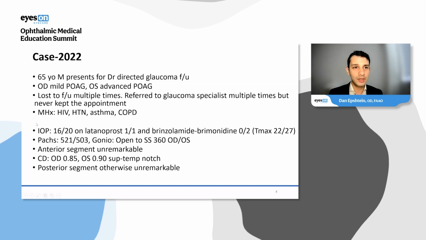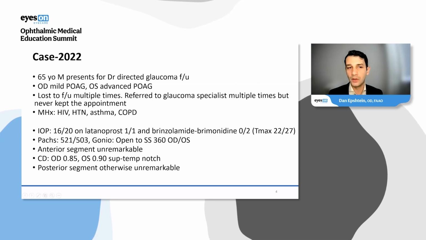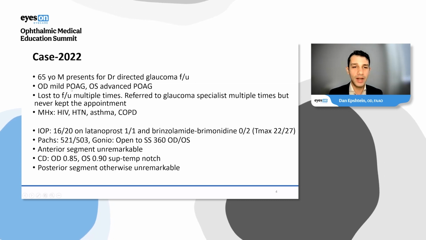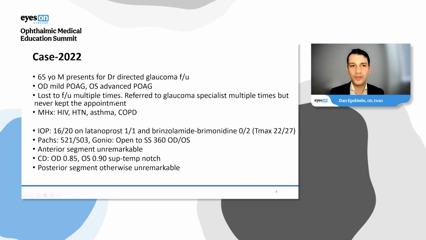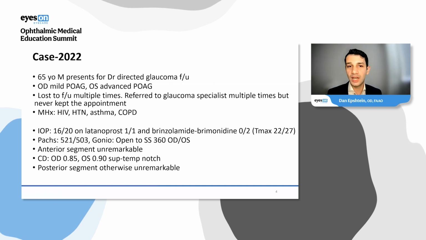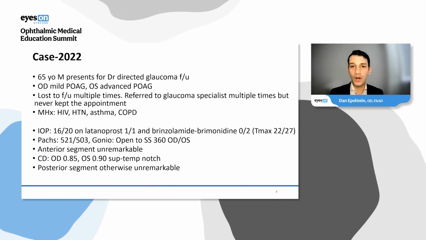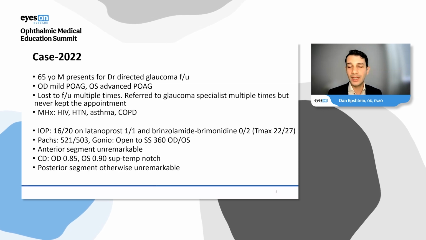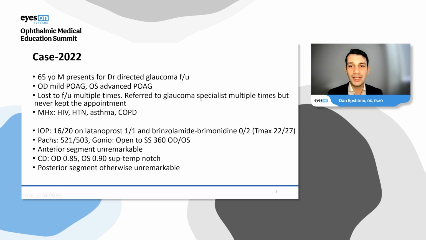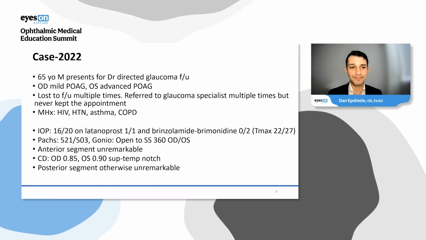And at this point, he's a 65-year-old male presenting for a doctor-directed glaucoma follow-up. I had diagnosed him with mild POAG in the right eye, advanced POAG in the left eye. And unfortunately, this is one of those patients that's lost to follow-up multiple times, even after he was diagnosed with glaucoma. And due to his progression and a lack of adherence, he was referred to a glaucoma specialist multiple times, but unfortunately, he actually never made it to that visit.